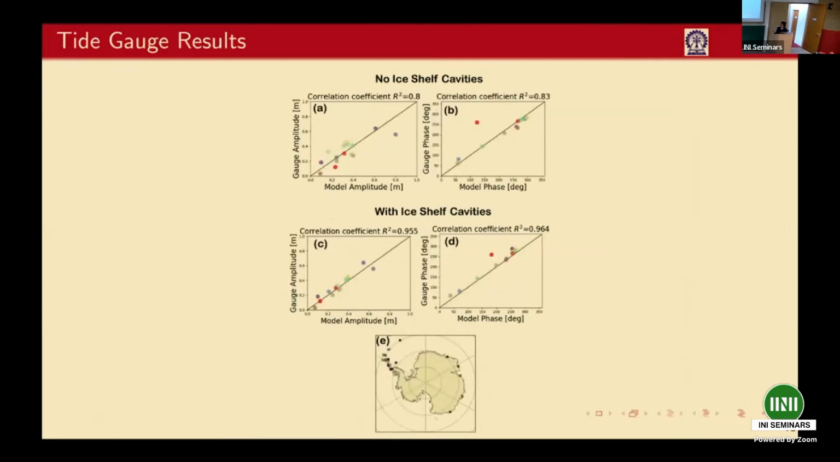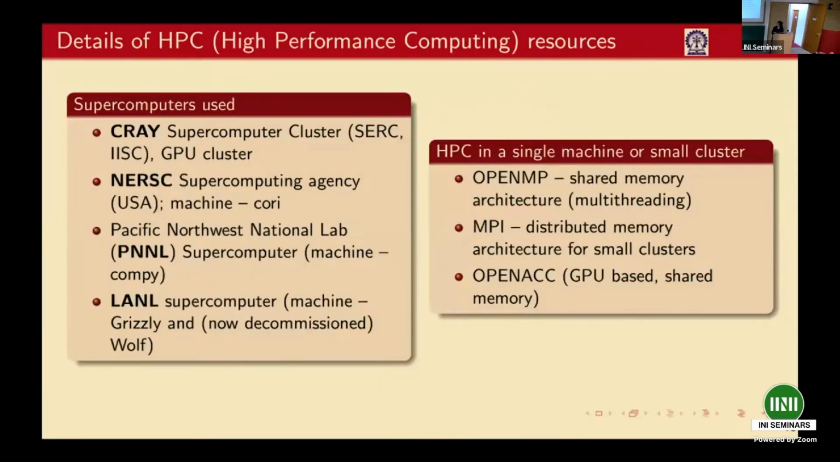So yeah, we had some tide gauge results as well. But the Southern Ocean tides are better when we include the ice shelf pressure. We did not include any ice shelf interaction. It was just the hydrodynamic pressure from ice shelves.